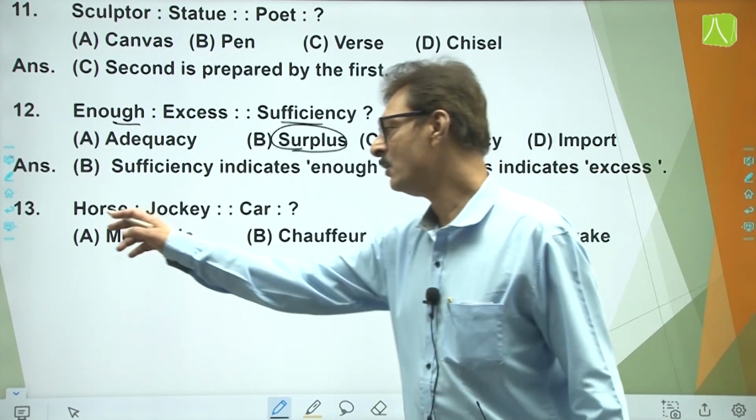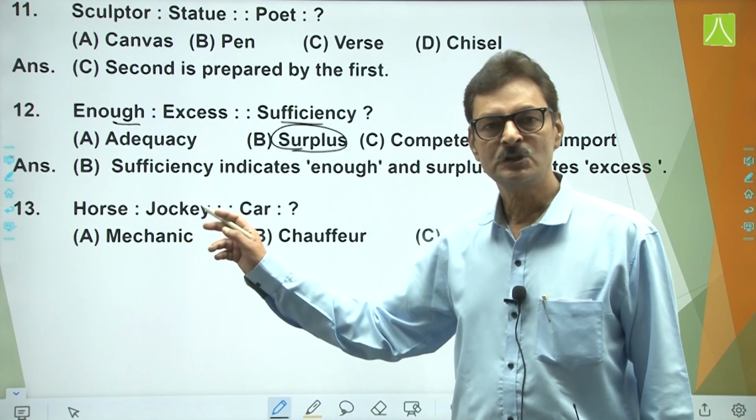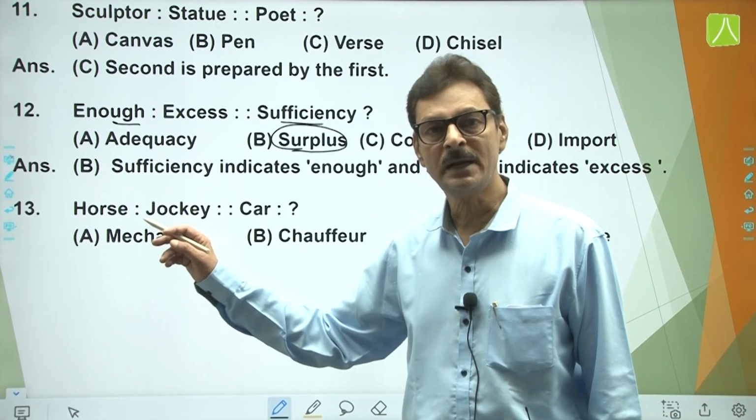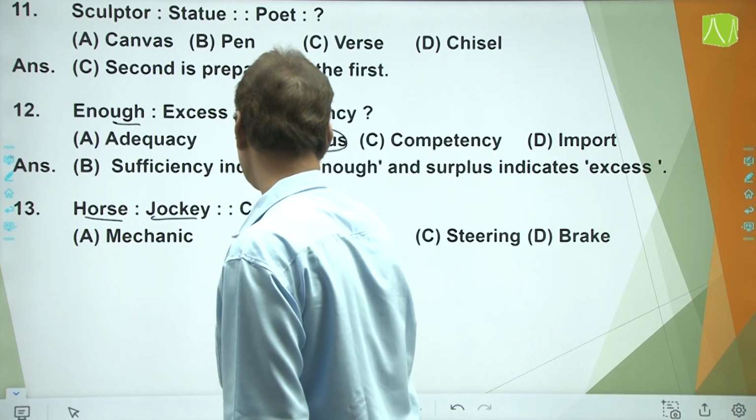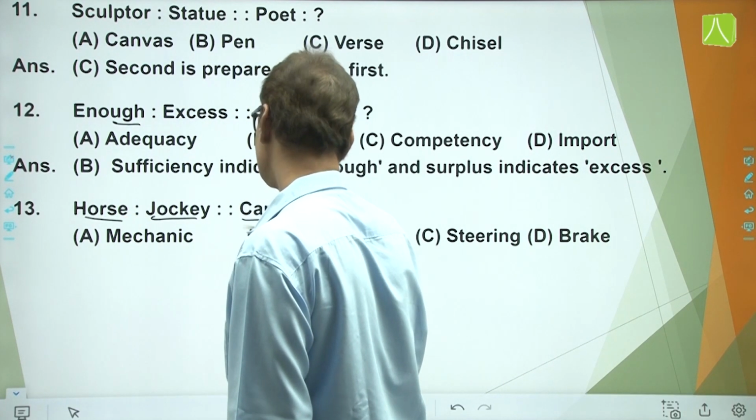क्या relationship है horse और jockey के अंदर? Jockey is the professional horse rider. So jockey takes control of the horse. Car will be, car चलाने वाला.